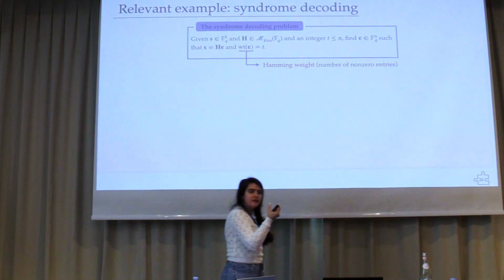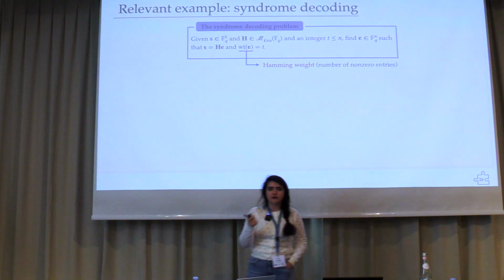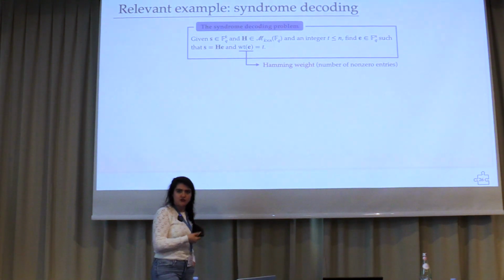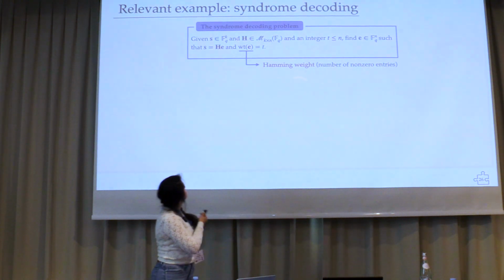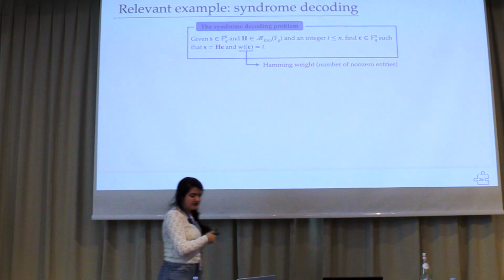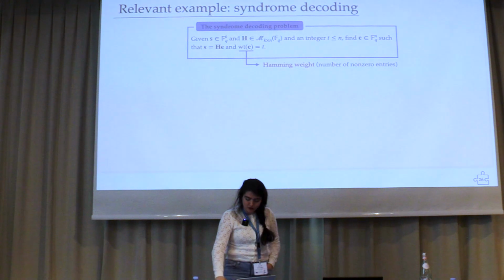What I mean by weight of a vector is the Hamming weight. Maybe you've seen the Hamming weight somewhere? It is the number of non-zero positions in your vector. Okay, so those are the two requirements for my solution. I want to satisfy this linear constraint, and I want to satisfy the weight constraint as well. That's the problem that we have.